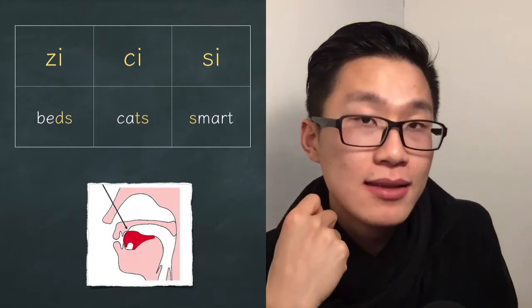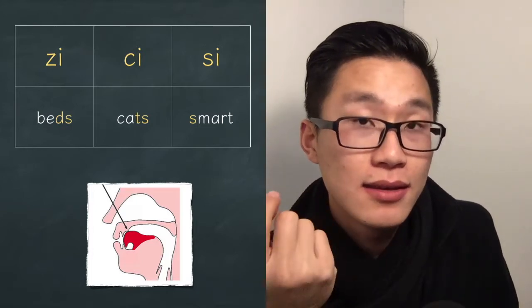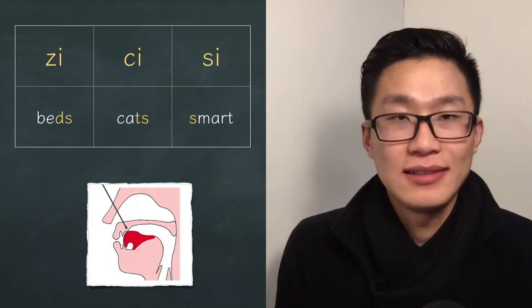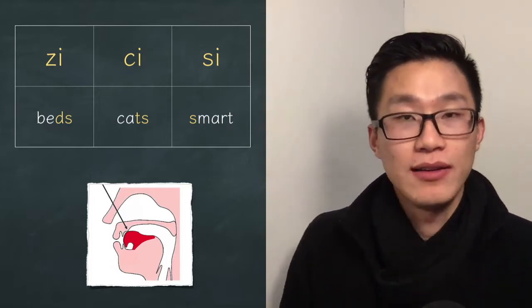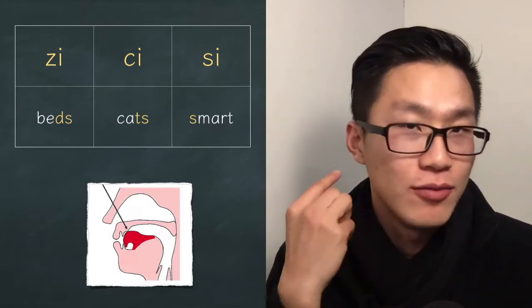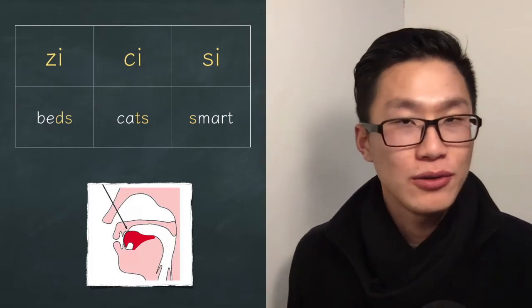Z, c, s. Cool. So that's it, and that's all we need to learn about the English letter I. There are 3 different sounds. Remember that? And we are ready to go to the next one.